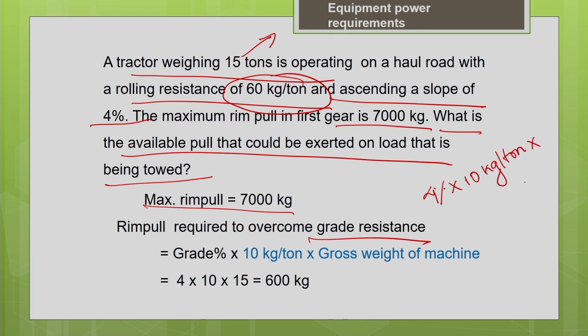multiplied by the gross weight of the machine. What is the gross weight of the machine? It is given to you as 15 tons. This gives me the total tractive effort required to overcome the grade resistance. If you multiply this, you will get the answer as 600 kg. So this much rim pull is needed; this is the required power to overcome the grade resistance.